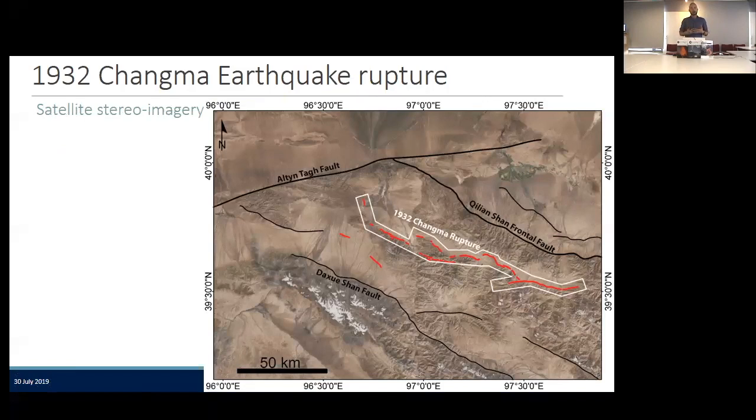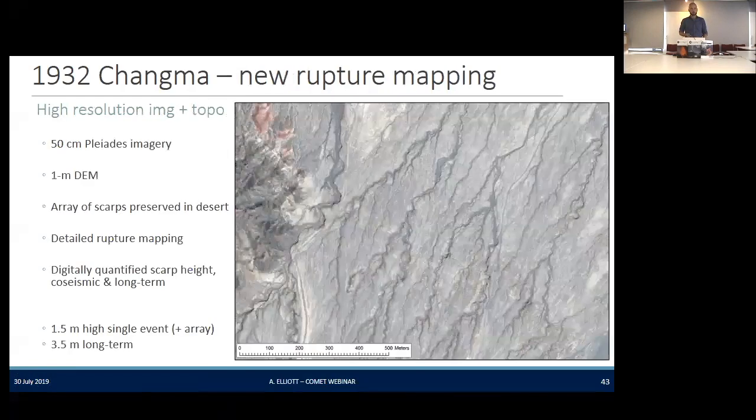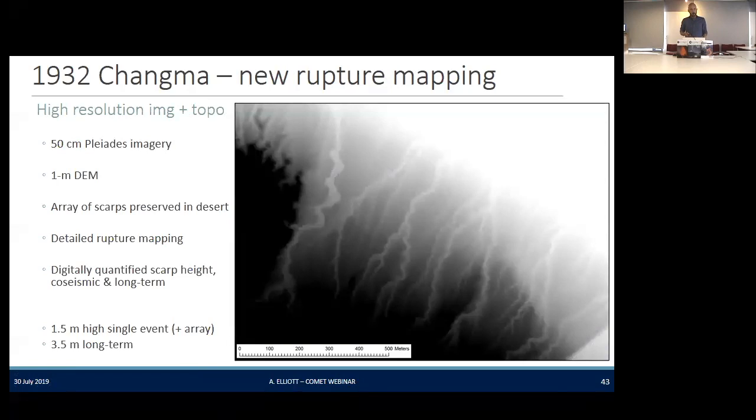So we went back and obtained stereo satellite imagery from the Pleiades satellite. It's about 0.5 meter resolution with this footprint surrounding the ruptures that are identifiable. Here's what the satellite imagery looks like. Here's what the DEM that we've derived from the stereo imagery looks like. And it may be difficult to see depending on your screens, but with the elevation map, you can start to get a hint that there are these steps in the topography. And you can actually map them out in detail.